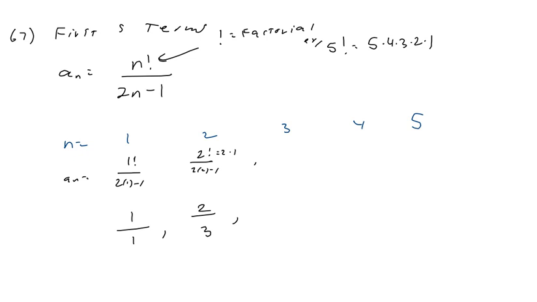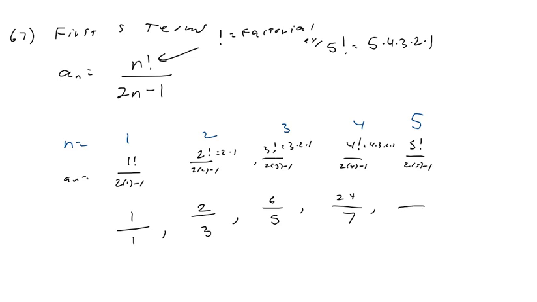3 factorial over 2 times 3 minus 1. 3 factorial is 3 times 2 times 1. You just have to calculate all these numbers. That's going to be 6 over 6 minus 1, which is 5. 4 factorial over 2 times 4 minus 1. 4 is 4 times 3 times 2 times 1, 12 times 2 is 24 over 7. 5 factorial over 2 times 5 minus 1, that's going to be 9, and that's going to be 120.